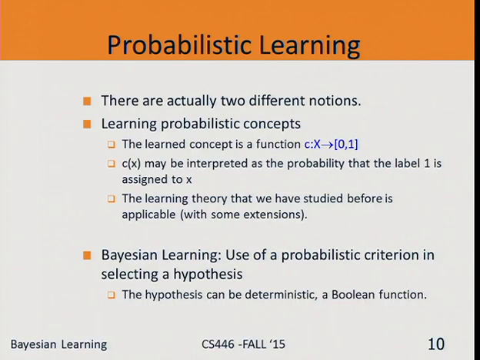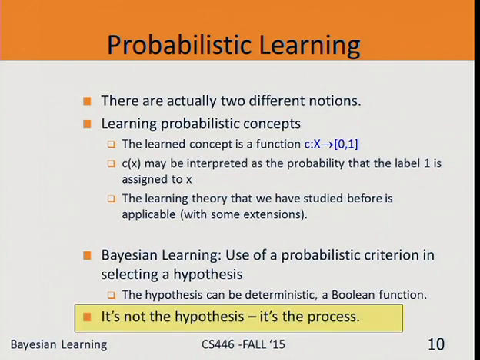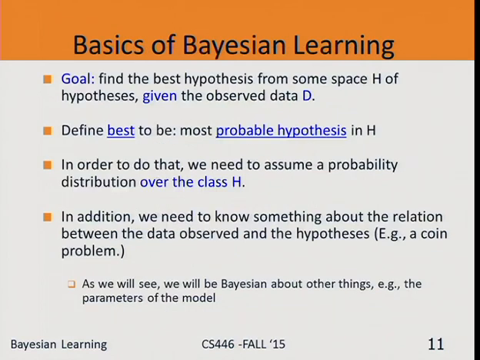On the other hand, the second concept is Bayesian learning, where we don't use the standard learning theory from before, but rather we use a probabilistic criterion as a way to decide which hypothesis we're going to choose and work with. The hypothesis itself could be deterministic, could be a Boolean function, could be a conjunction. So it doesn't matter what the function is. The difference here is not in the hypothesis that we learn, but rather the process that we use in order to learn it. In both cases, we can learn the same things. Okay, so now that we have clarified this, let's start talking about Bayesian learning.